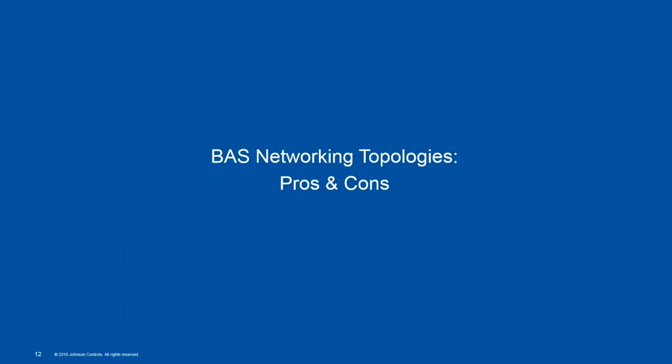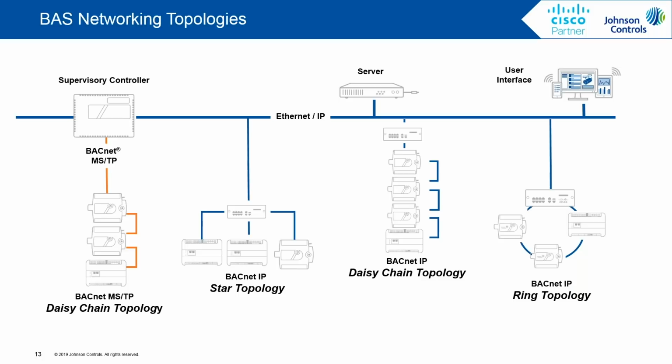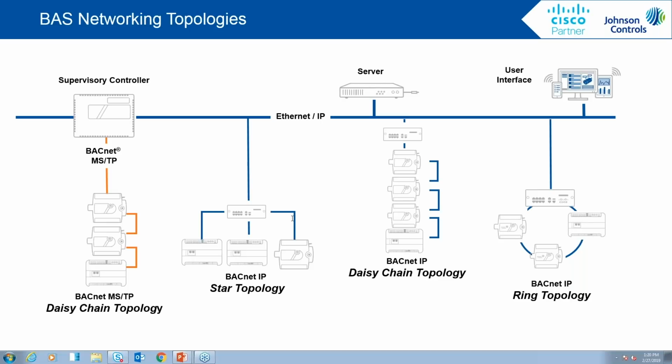So now let's take a look at the pros and cons of the various BAS networking topologies that Chris mentioned earlier. Here is a more focused view of the network topologies. So let's go into each one of these a bit more to discuss the pros and the cons. The three basic topologies typically used in a BAS control system: daisy chain, star, and ring.